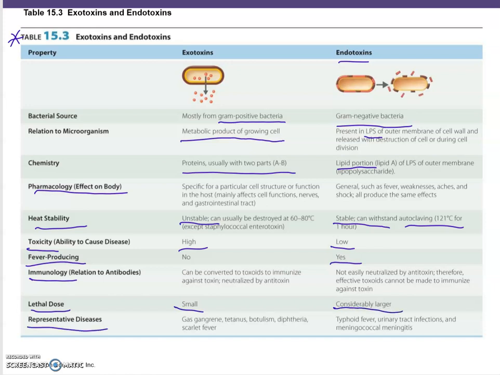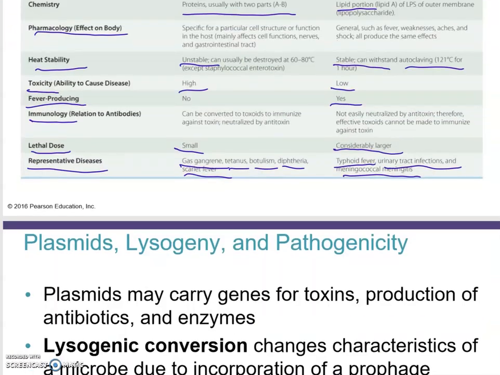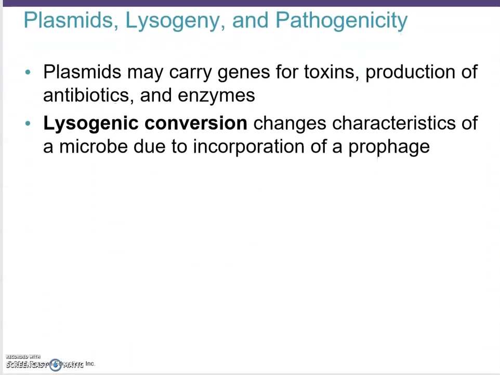The representative diseases here are listed as gas gangrene for exotoxins, tetanus, botulism, diphtheria, scarlet fever. And for endotoxins, we have typhoid fever, UTIs, and meningococcal meningitis. Let's take a look at plasmids, lysogeny, and pathogenicity next.